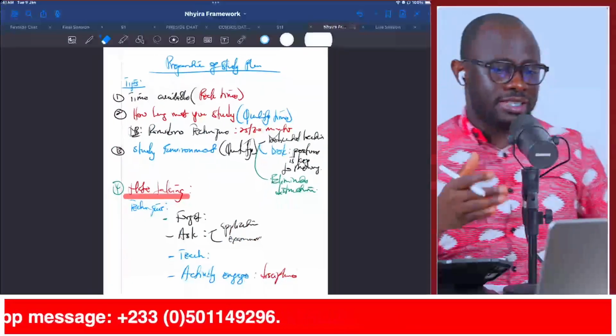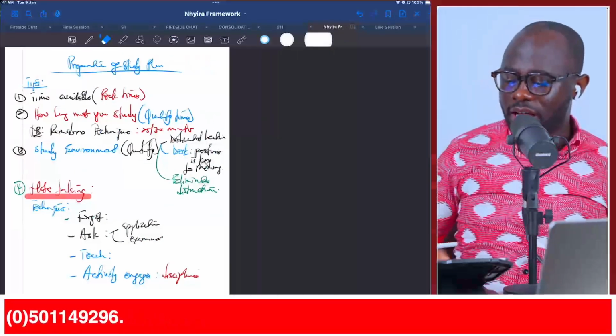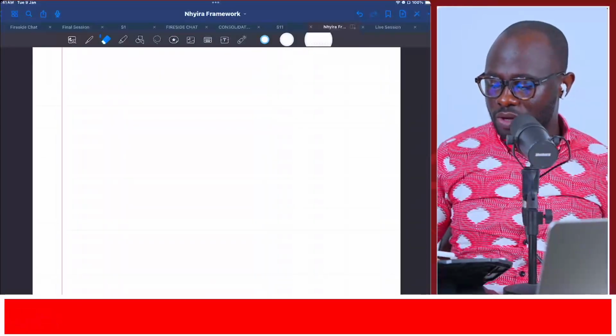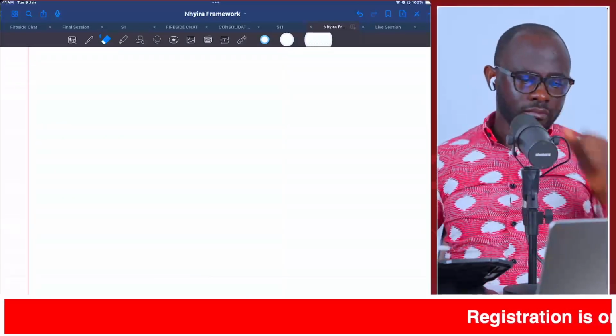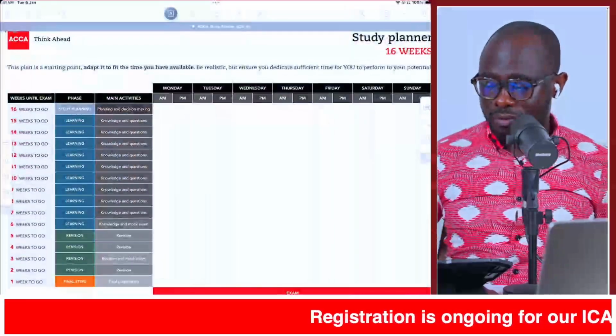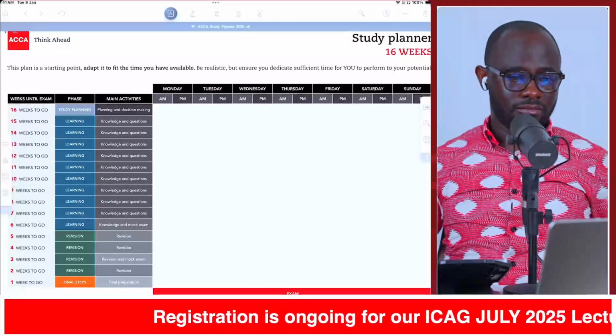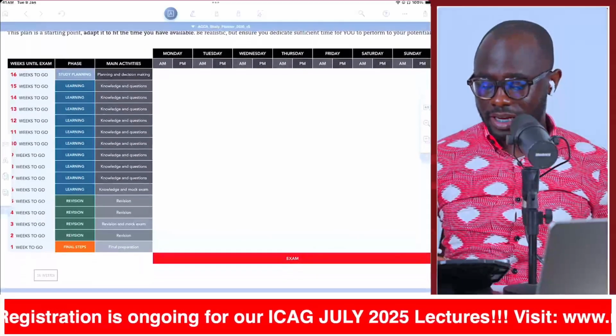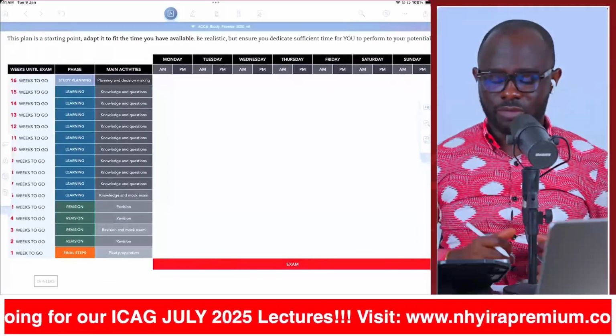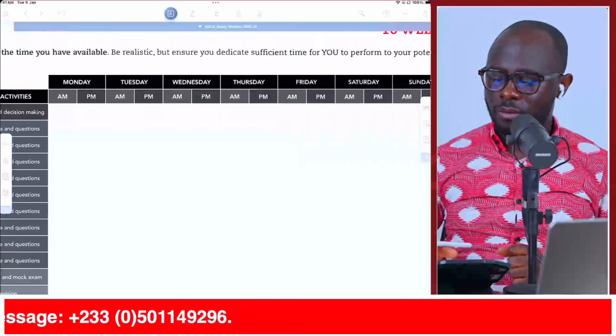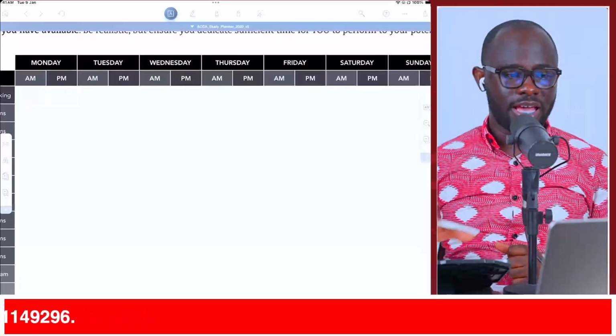Now, once we get these right, we can then come to the preparation of the actual study plan. I'm going to show you a sample of a study plan here. This is a public document, an ACCA document, so it's publicly available. We're going to have the days on top there, as you can see.